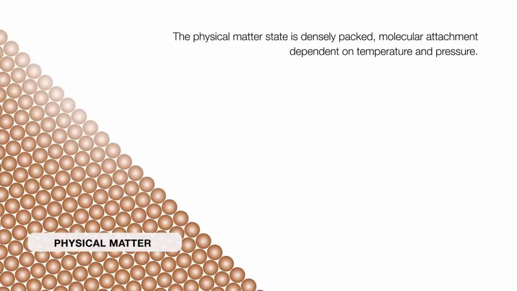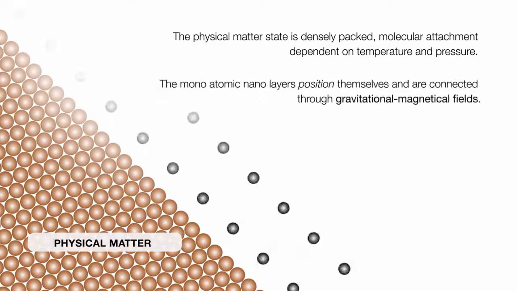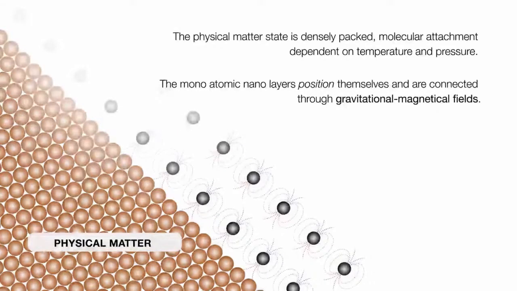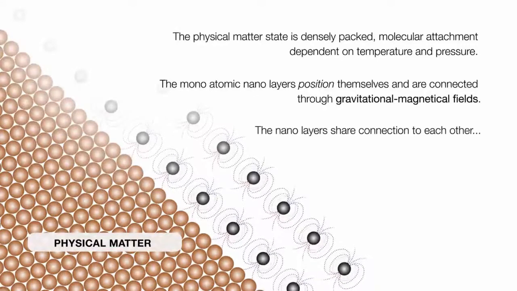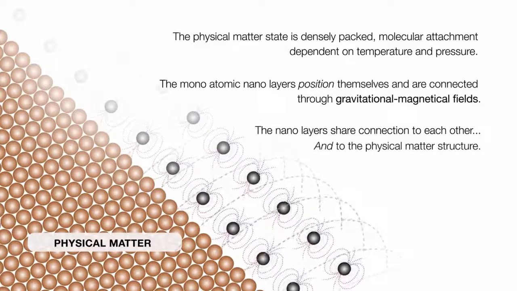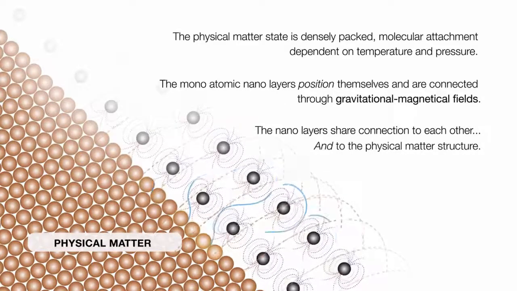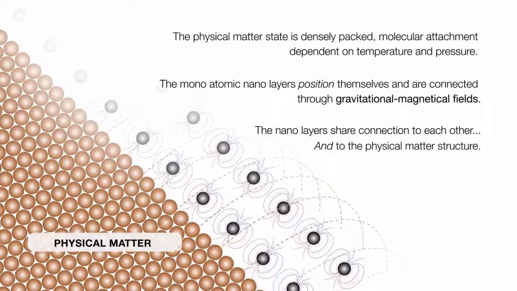So the physical matter state is densely packed, molecular attachment dependent on temperature and pressure. The monatomic nanolayers position themselves and are connected through gravitational magnetic fields. The nanolayers share connection to each other and to the physical matter structure. That connection is the fields.